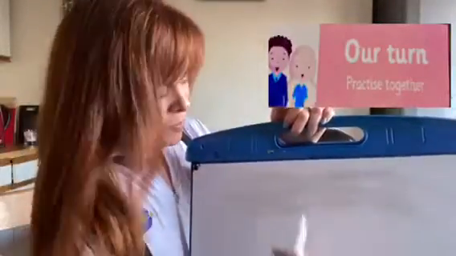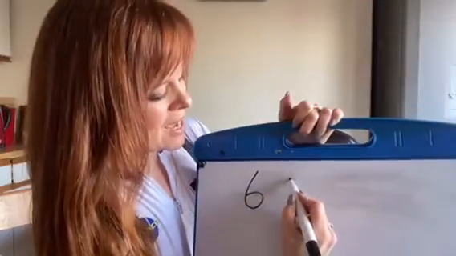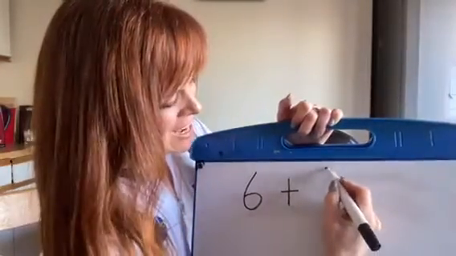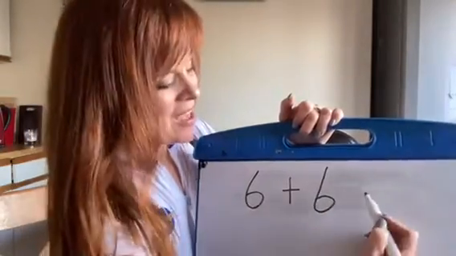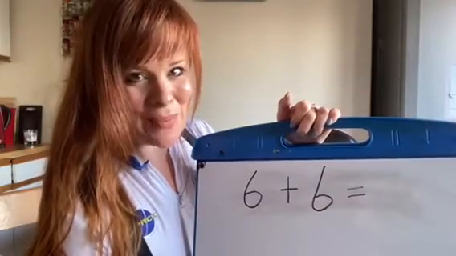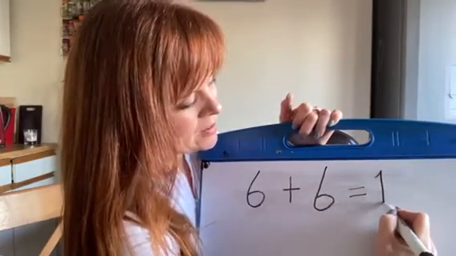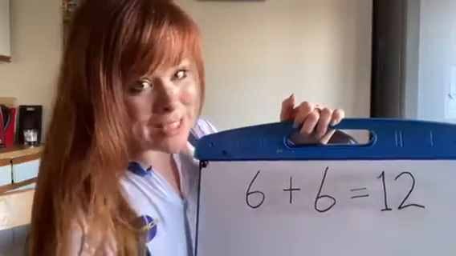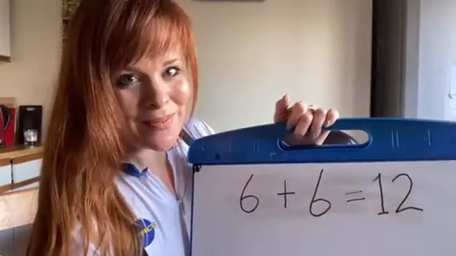So for the next one, you had 6 in your first group, and you're adding 6. That's right, it's another 6. So 6 add 6 equals, and your final answer is the number 12. So that's a 1 and a 2. So your number sentence should read 6 add 6 equals 12.